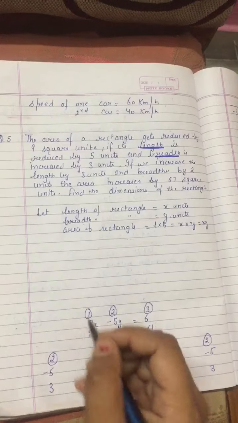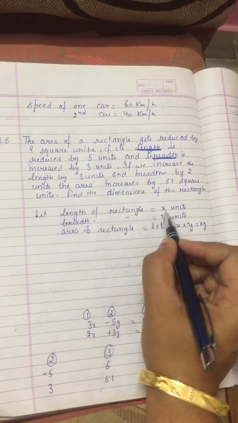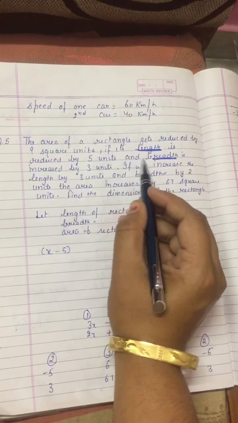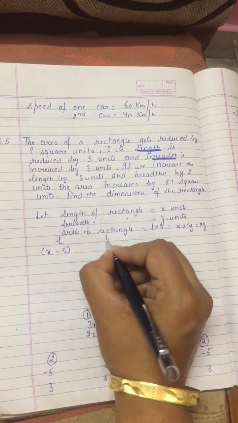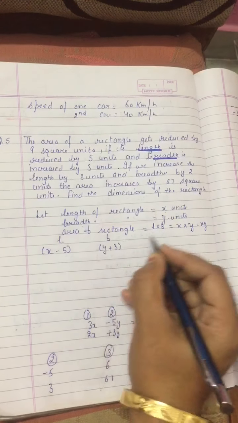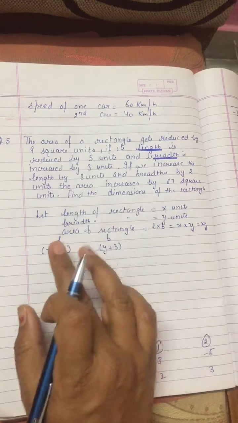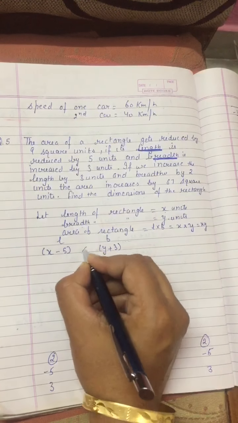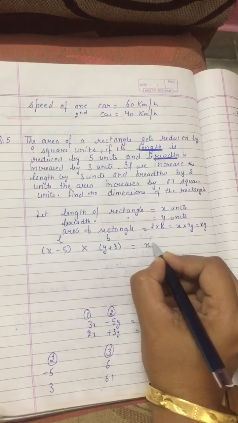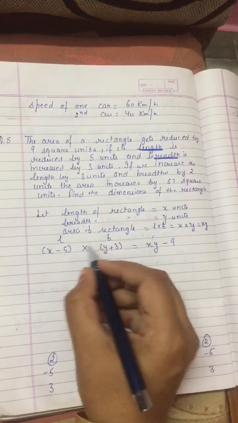According to the given condition in the question, if the length is reduced by 5, x becomes x minus 5, and breadth is increased by 3 units, y plus 3, then the area of the rectangle gets reduced by 9 square units. Length multiplied by breadth equals the area. Actual area is xy, reduced by 9 square units, so xy minus 9. Open the brackets.